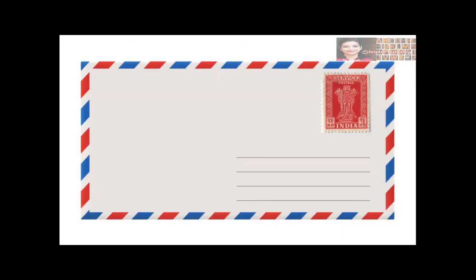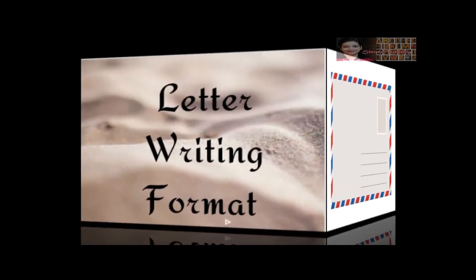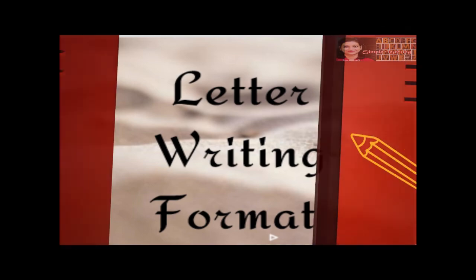Finally, a stamp is put in the upper right hand corner of the envelope. The stamp is a way of paying for sending the letter to another place. Use clear and neat handwriting while writing name and address on the envelope. Use capital letters, commas and full stops wherever necessary. And finally, don't forget to seal the envelope before posting it. So this is the format or layout of a personal or informal letter.